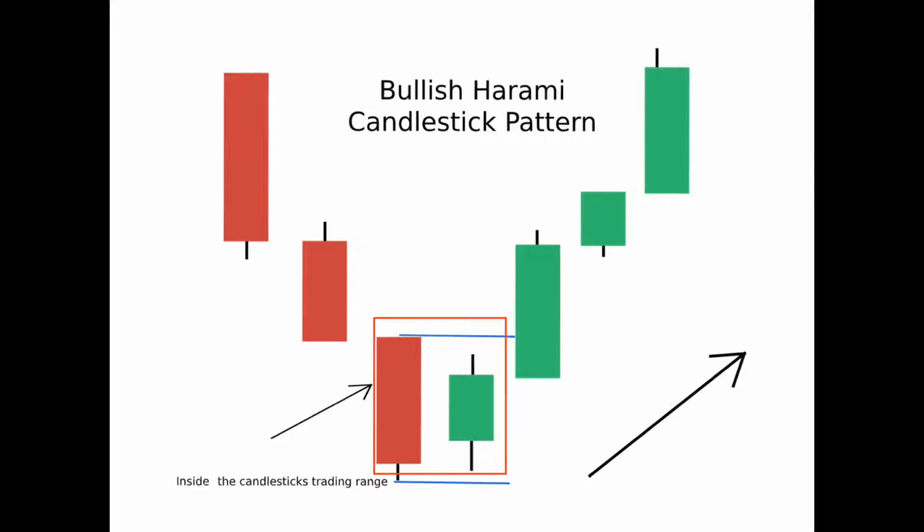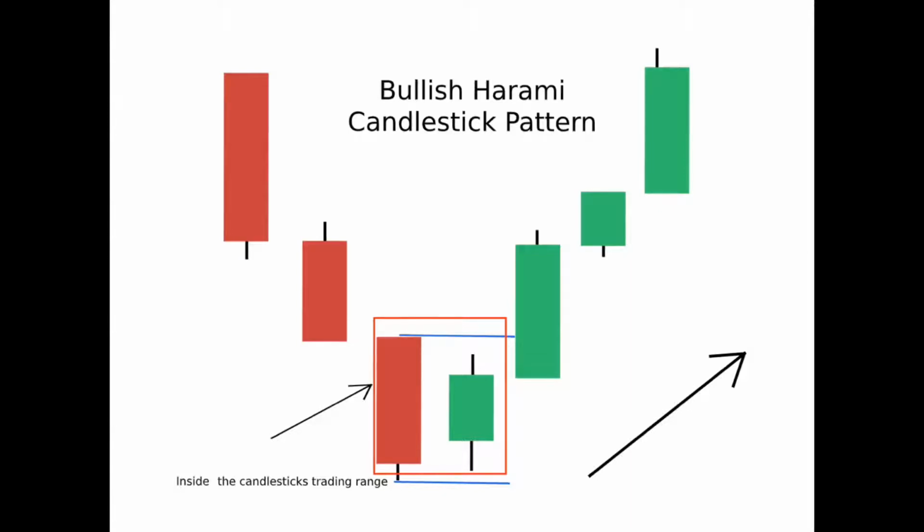So the psychology behind this candlestick pattern formation is that the sellers, the bears, were in control of the market but lost their control, and now the control has been taken over by the bulls, or the buyers. And this candlestick pattern formation can be found around a support area.